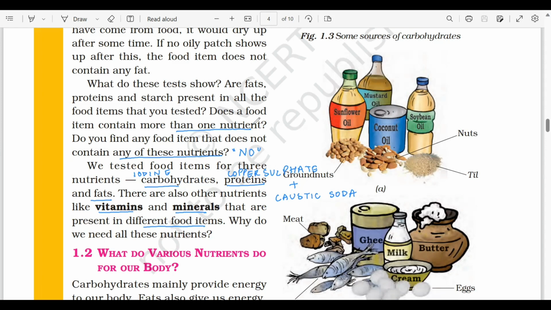Now apart from these 3 major nutrients, there are also vitamins and minerals present in the food items. Now the important question arises, why do we need all these nutrients? The food we eat has so many nutrients, but why do we need these nutrients? We will be discussing why our body needs these nutrients in our next video. But before that, let us solve this table 1.2.